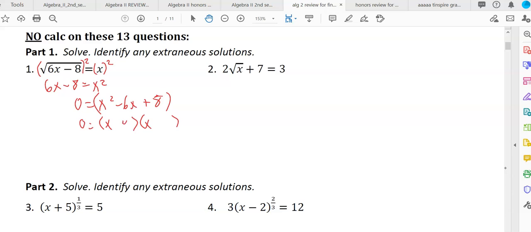So I think 4 and 2 might work, and they both would have to be negative. So this gives us x equals 4 and x equals 2. And the good thing to do there is just to check them. Sometimes you get extraneous solutions. Let's just kind of see.